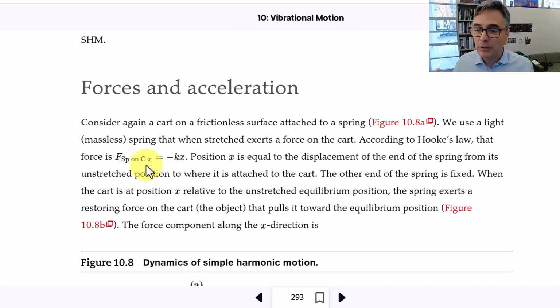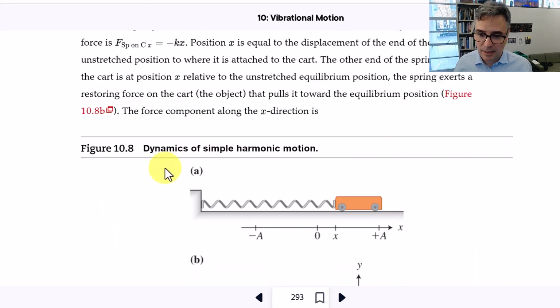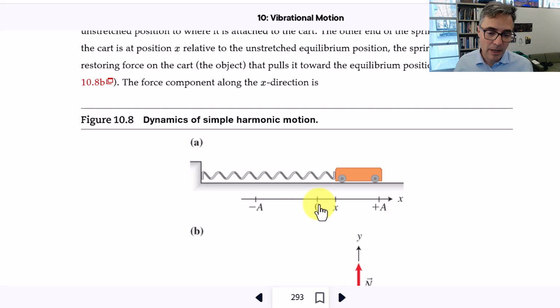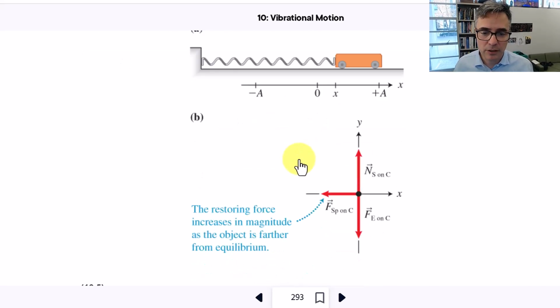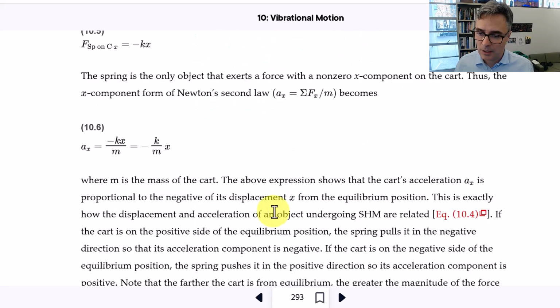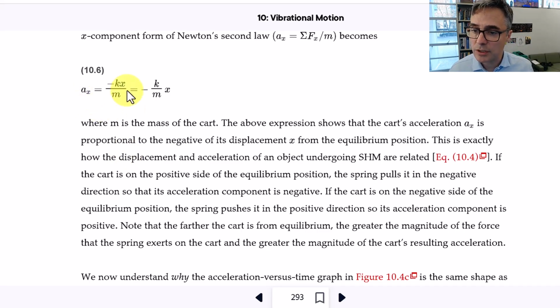So remember, Hooke's law is the force of the spring on a cart or something is negative k times x. So imagine that a cart here is on a spring which is attached to a fixed wall on the other end. At zero, there's zero force. That's the equilibrium position of the cart. If you stretch the spring, so the cart is at positive x, then you've got a restoring force. And so the acceleration is that force, k times x, divided by the mass. And so you got acceleration is equal to negative k over m times x.